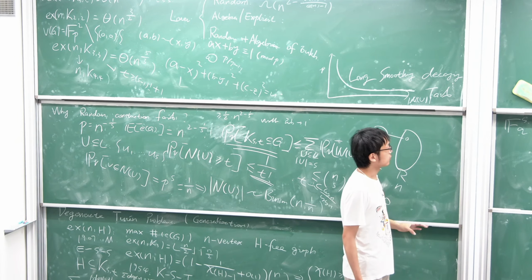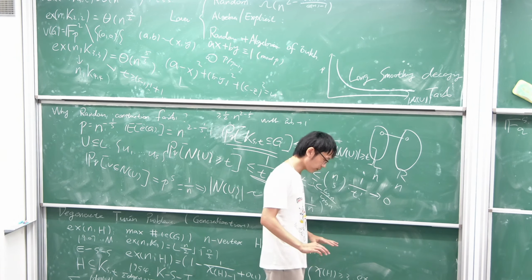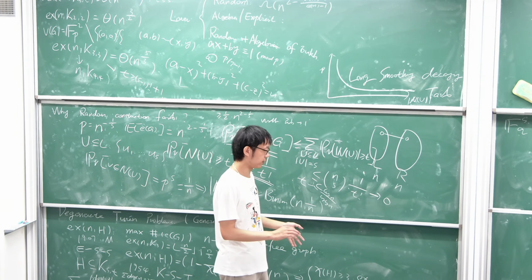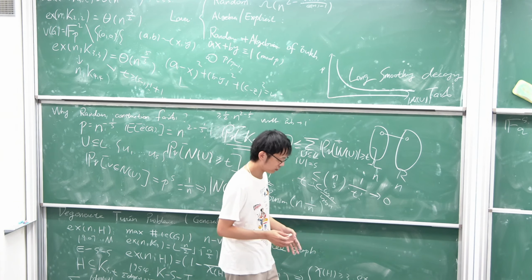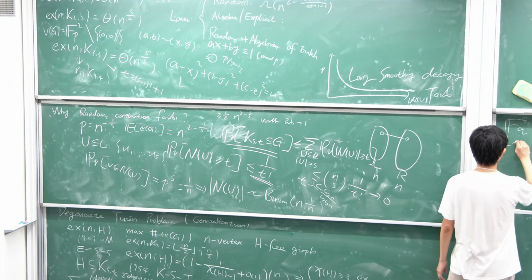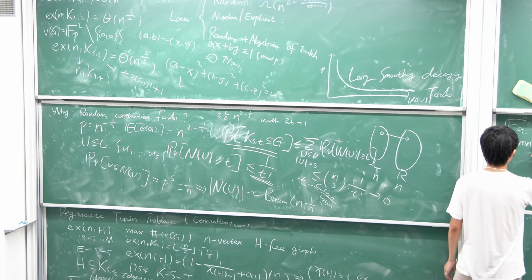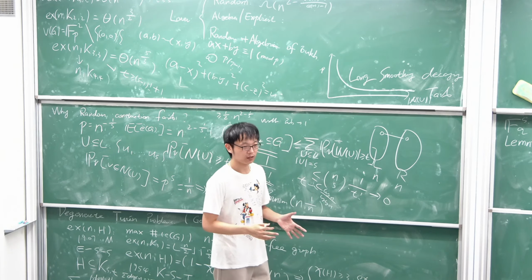So this is the construction, and then I need to use three lemmas without proof to convince you that this construction works. The first two lemmas just say that this graph behaves like a random graph in some sense.